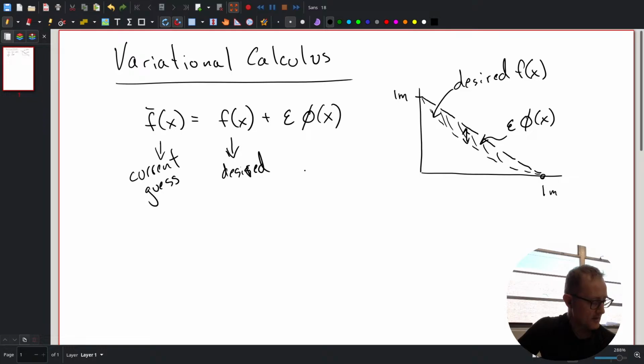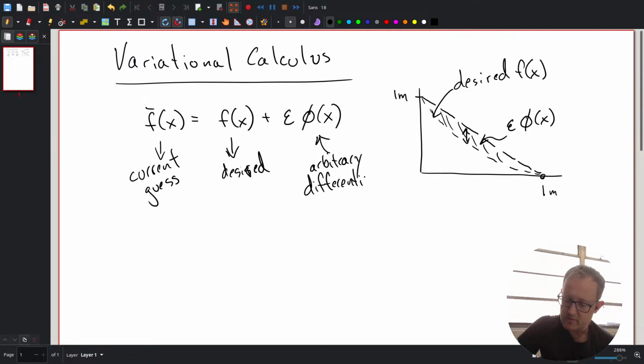And then this is some difference between them, like an arbitrary function. So it's some arbitrary function, but we're going to say that it's differentiable.